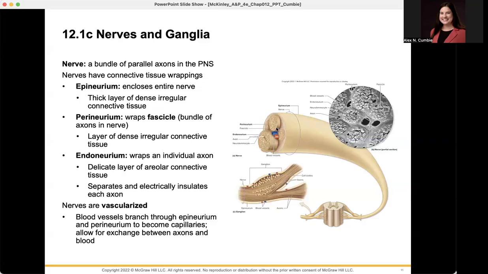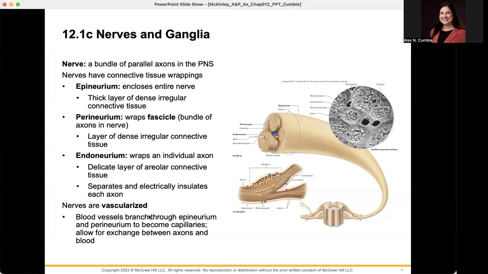Each of those axons are put into their own bundles, which we've learned this term before for muscles. Those bundles are called fascicles, and each fascicle is going to be surrounded by perineurium. Lastly, each individual axon in that bundle is going to be surrounded by its own connective tissue layer, called endoneurium, the most internal.